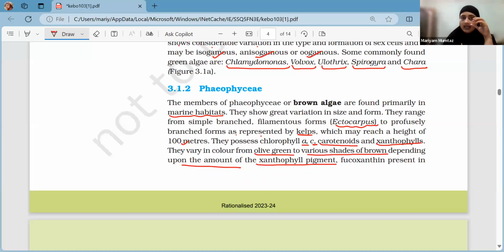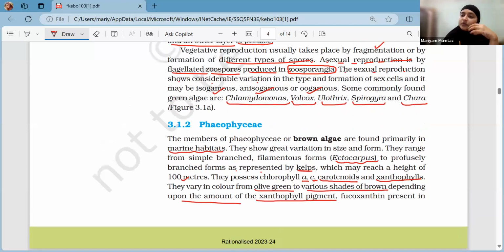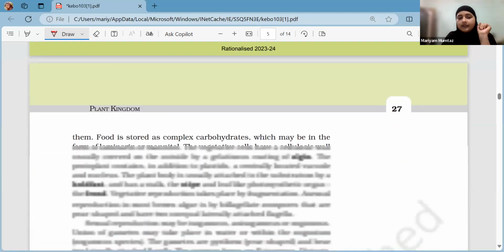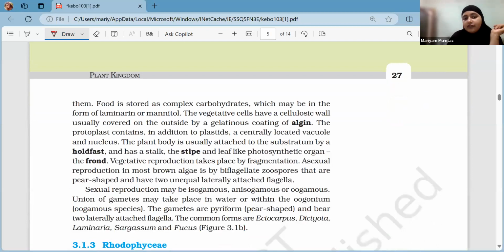Fucoxanthin is a type of xanthophyll. Okay, if fucoxanthin is in a higher amount, then it will be more brown. If it is less, then it will be less brown, moving to the greenish side. Now, in this case, food is stored as complex carbohydrates, which may be in the form of laminarin. The stored food of brown algae is laminarin or mannitol.